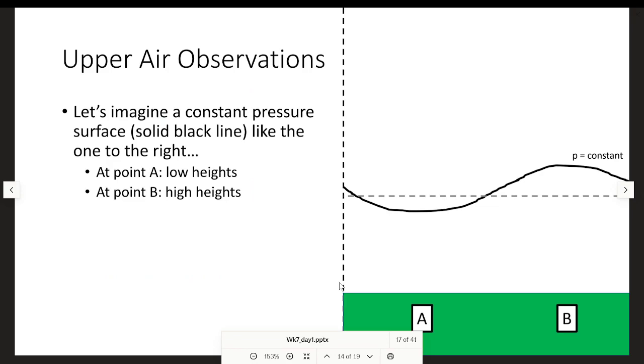Okay, let's imagine a constant pressure surface like the one to the right. So this is the pressure line. Everywhere along this line, the pressure is the same. At point A, you have low heights, so this is an area where heights are lower. At point B, you have high heights, so the height of the pressure level is higher up in the air.